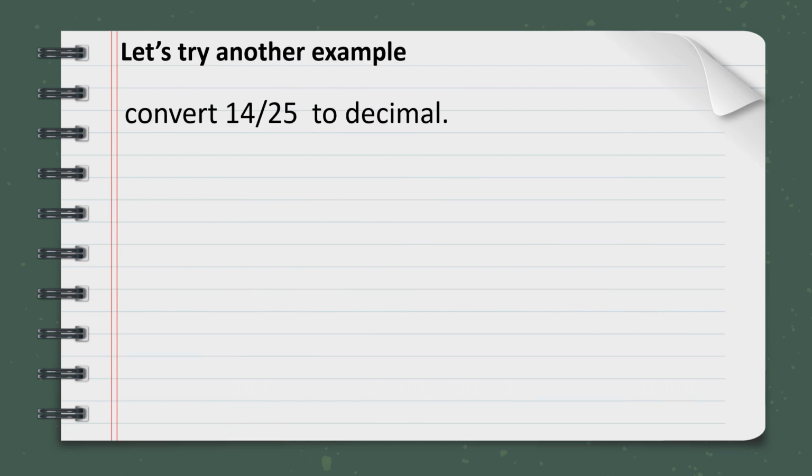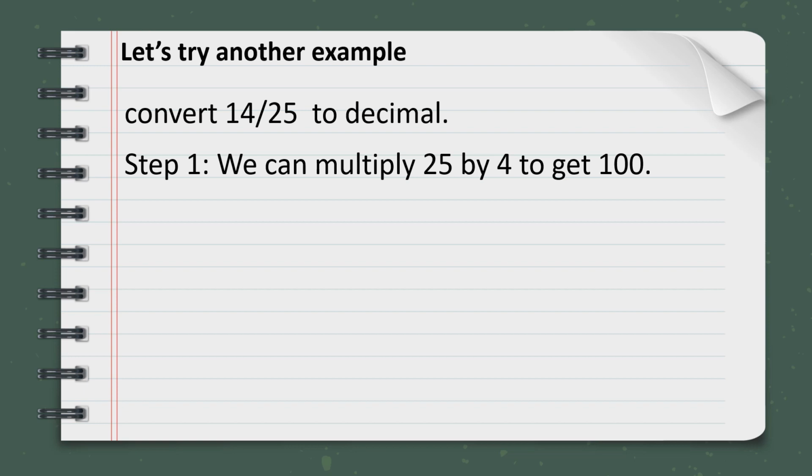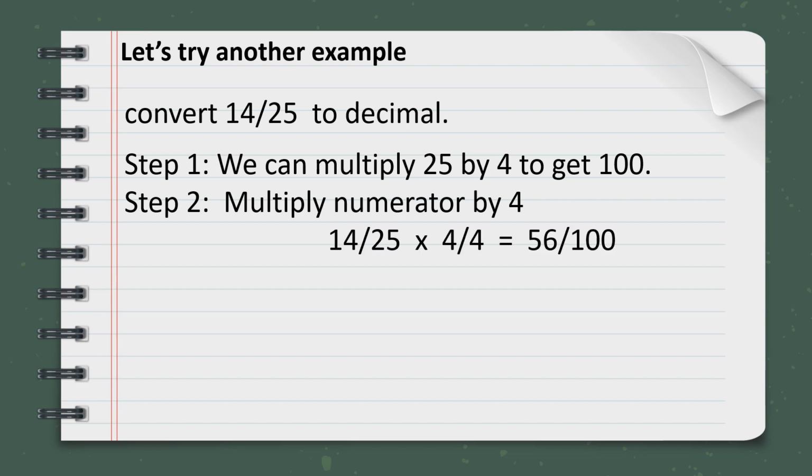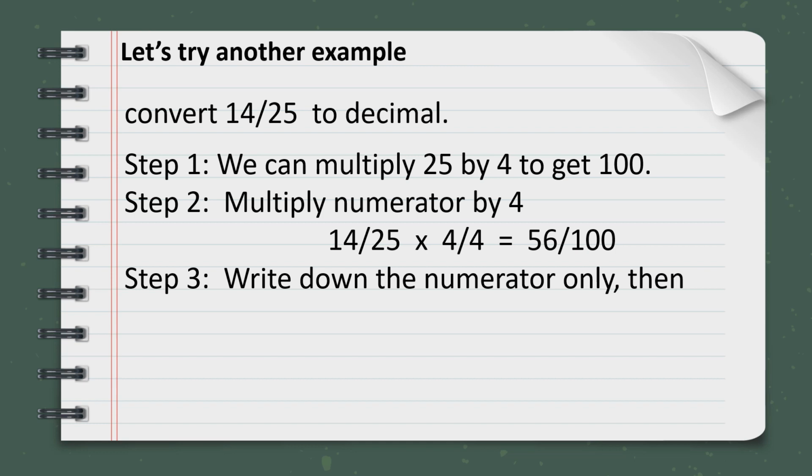Let's try another example. Convert 14 over 25 to decimal. Step 1. We can multiply 25 by 4 to get 100. Step 2. Multiply the numerator by 4. Since we multiplied our denominator by 4, we will also multiply our numerator by 4. So we get 14 over 25 times 4 over 4 is equal to 56 over 100.